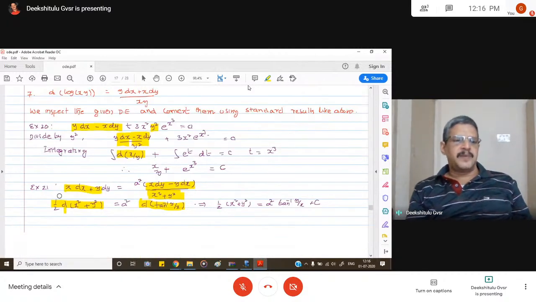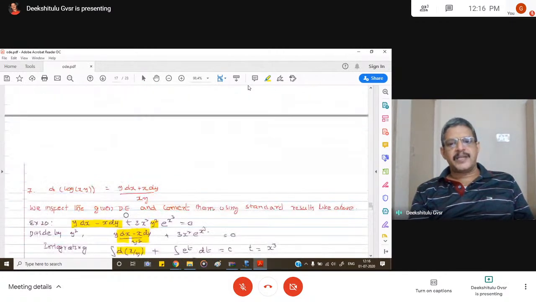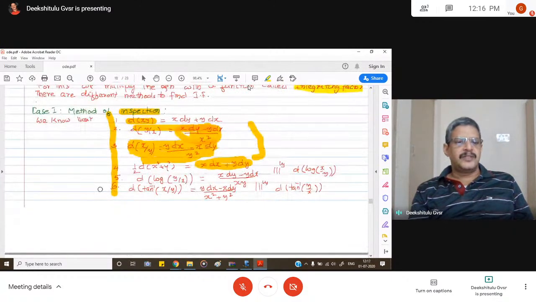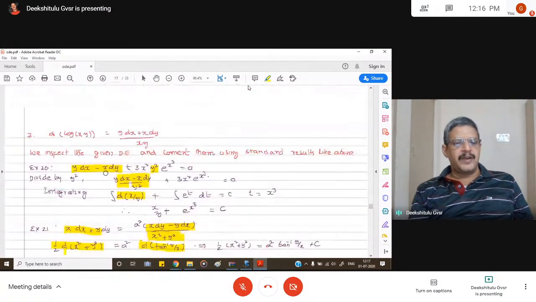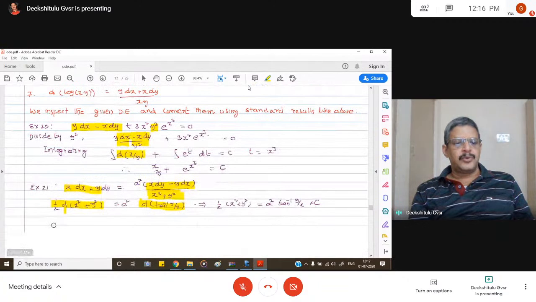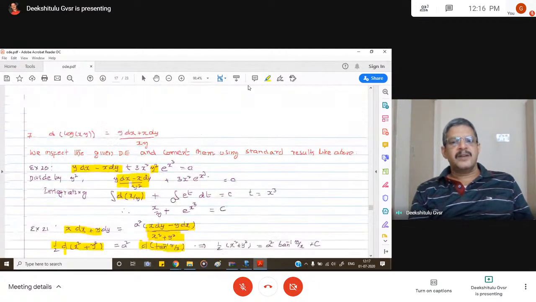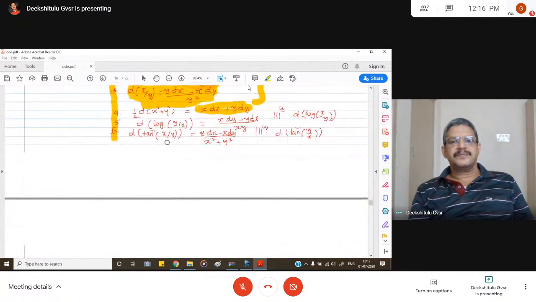Now consider x dx plus y dy. We have d of x square plus y square equal to twice x dx plus y dy. So it is in the form; multiply and divide by 2, then it becomes 1 by 2 d of x square plus y square. On the other side, what we have is x dy minus y dx by x square plus y square. This is d of tan inverse y by x. It could be tan inverse x by y or tan inverse y by x; if it is tan inverse y by x, it will be x dy minus y dx.